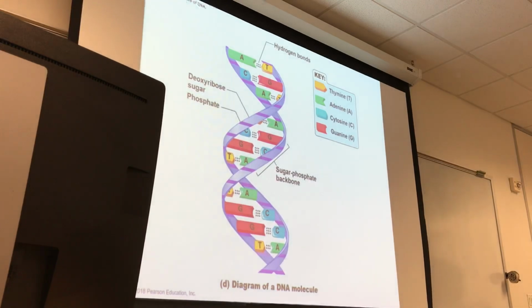And which two link together always? Adenine always links with thymine, guanine always links with cytosine. This is obviously the makeup of our DNA, which we'll talk about in greater detail at the end of chapter 3 when we talk about protein synthesis.